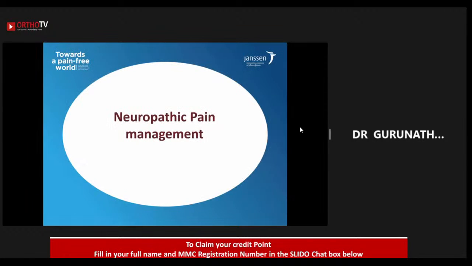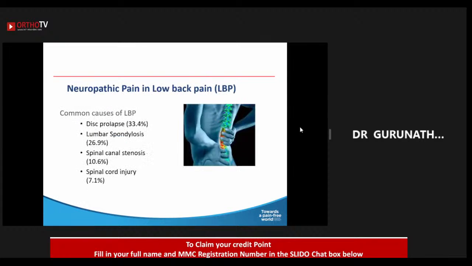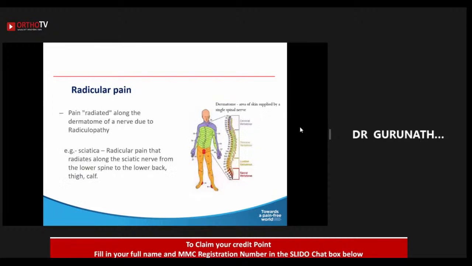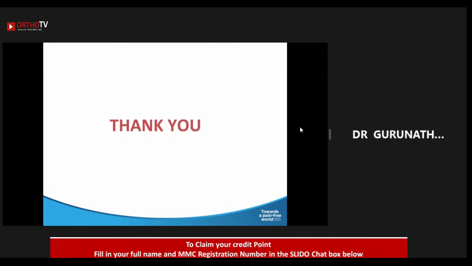Something about neuropathic pain. The presentation is sharp shooting pain, burning or coldness, pins and needle sensations, numbness and itching. These are the various common causes of low back pain: disc prolapse, listhesis, canal stenosis, and spinal cord injuries. The majority of patients with low backache suggest the presence of neuropathic pain. This is radicular pain, mainly in sciatica. And these are the pharmacologic agents, the main action pathway. So this is in short about pain.